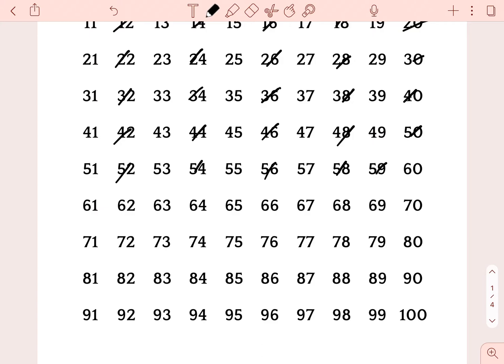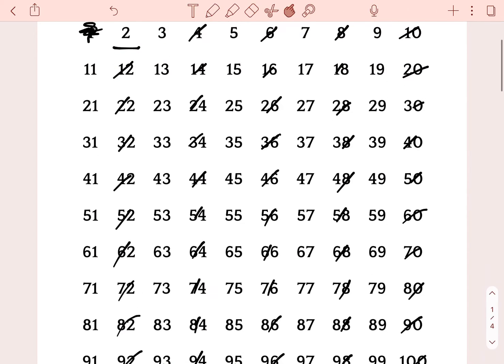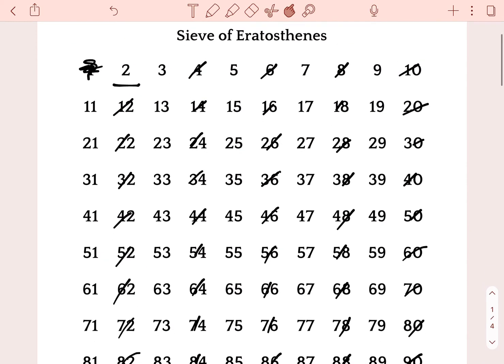I'll go up to 100. Now you see how I'm just skipping rows here. Now I've crossed out every multiple of 2. Those are all composite numbers because they have factors that are 1, themselves, and also 2. So they can't be a prime number. They must be composite. All right, next up, I'm going to go to my next prime number, which is 3.